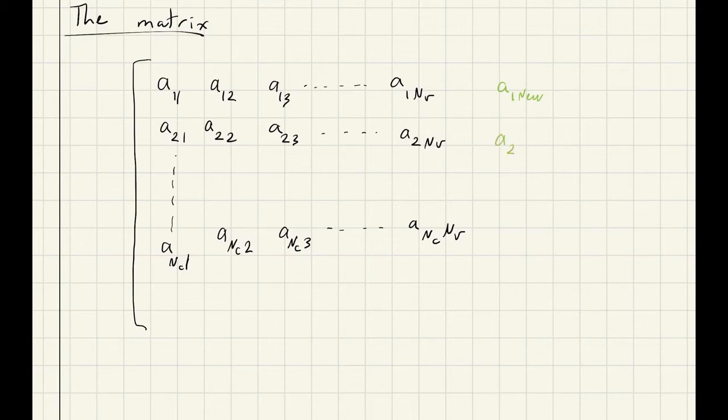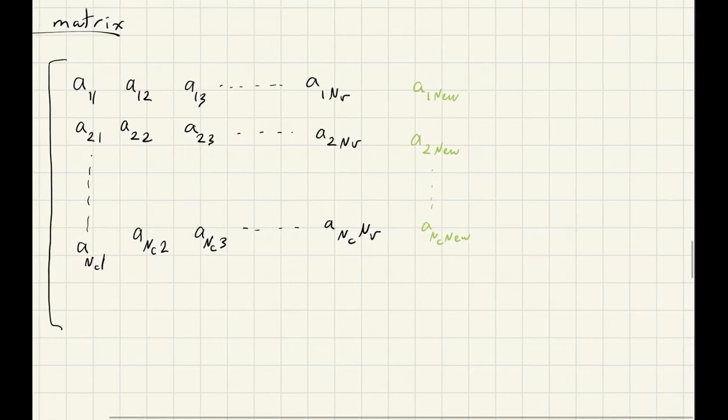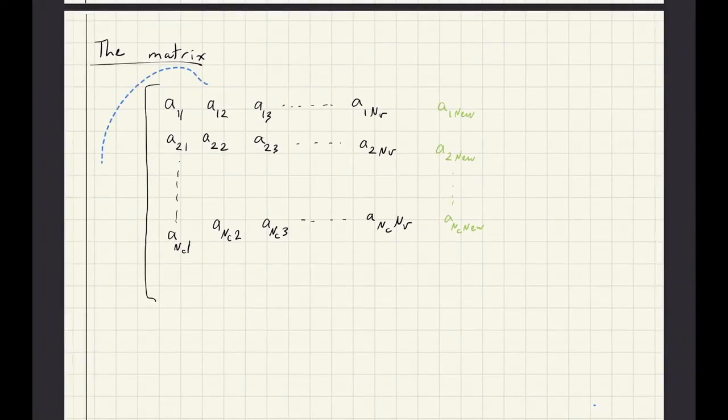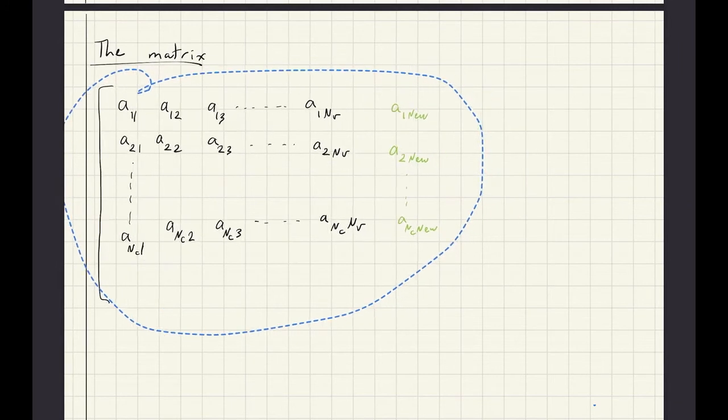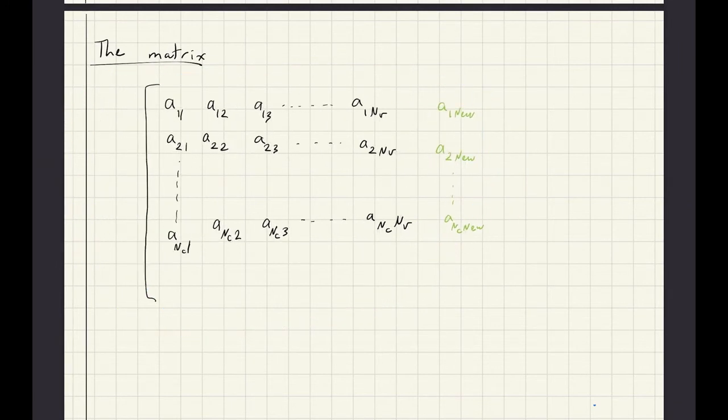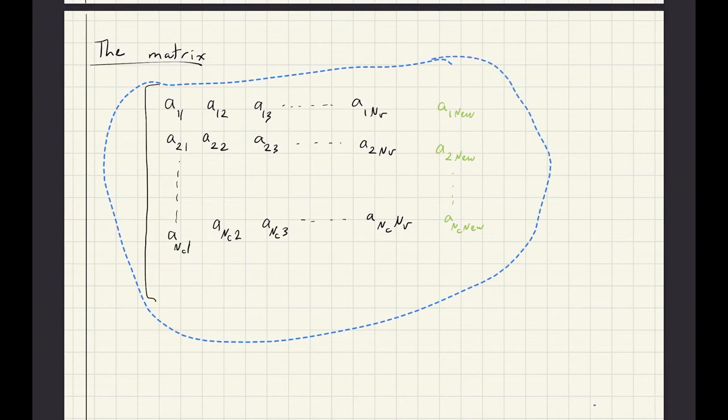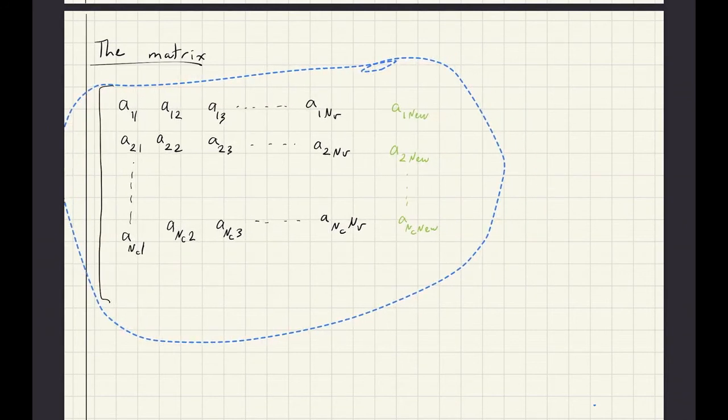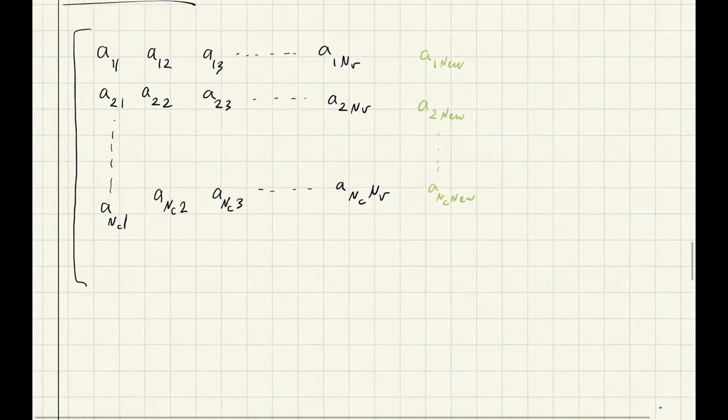So A2 new, and then A and C new, which is the influence coefficient on the last collocation point due to the new vortex.